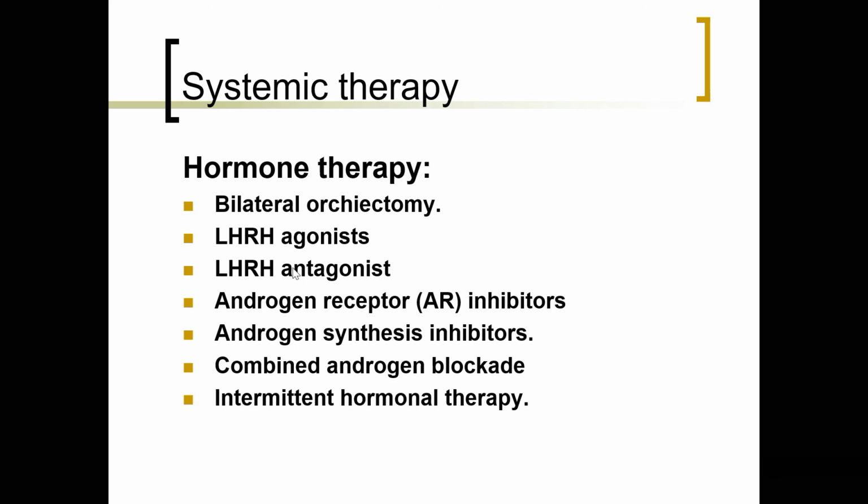Next one is LHRH antagonists. This class of drugs, also called gonadotropin-releasing hormone antagonists, stops the testicles from producing testosterone like LHRH agonists, but they reduce testosterone levels more quickly and do not cause the flare associated with LHRH agonists. The FDA has approved degarelix, or Firmagon, given by monthly injection to treat advanced prostate cancer.